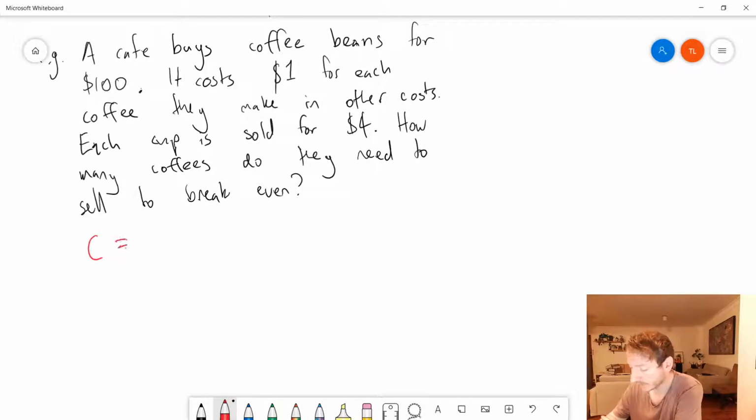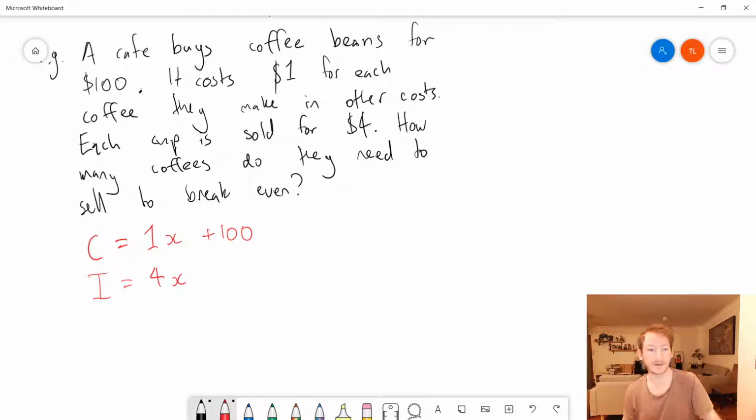Let's do costs first. So costs, they bought beans for 100. So our initial value, our C, is 100, and it costs $1 for each coffee, so 1x. We often don't need to write the 1, but it's a good reminder of what the gradient is, that there is actually a value there, so I'm going to do it. The income. Well, there's no initial income. They don't get any money to start, but each cup is sold for $4, so 4 times x, the number of coffees. Now we're going to plot that.